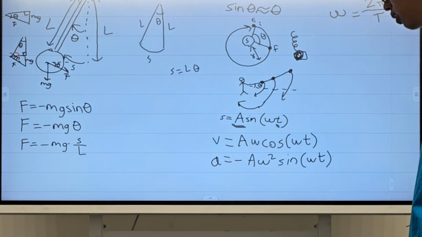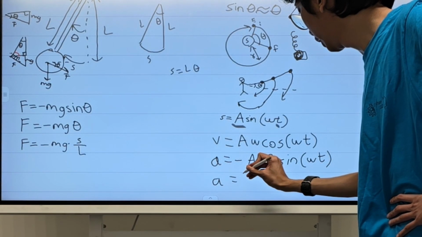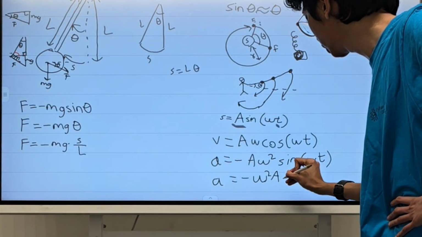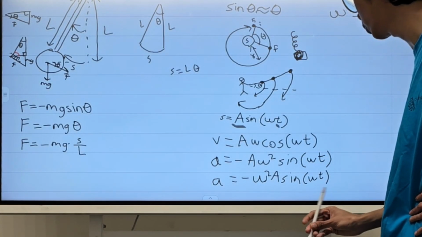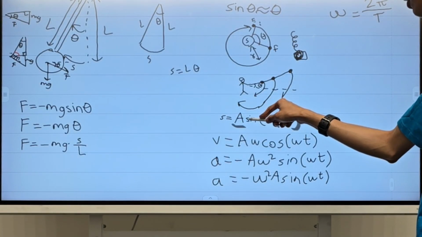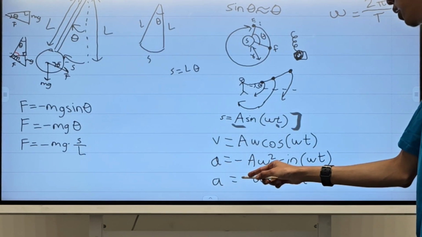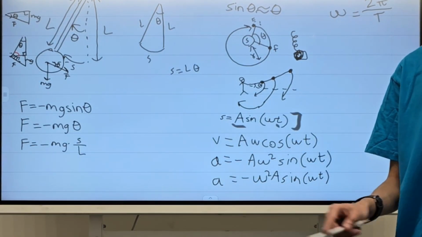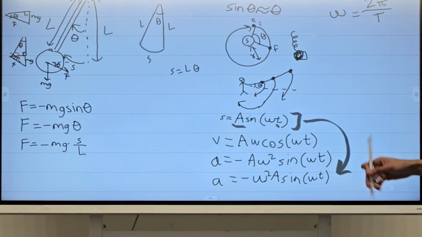Wait a minute. Let me just rewrite it like this. A is equal to negative omega squared A sine omega t. Wait a minute. Look at this. Displacement is equal to A sine omega t. Acceleration is equal to negative omega squared times A sine omega t. These are the same exact equations. What? So that means that we can just replace that.